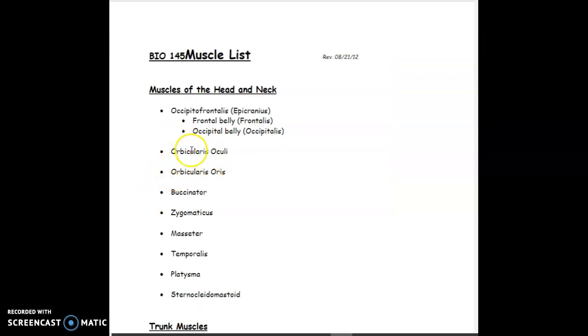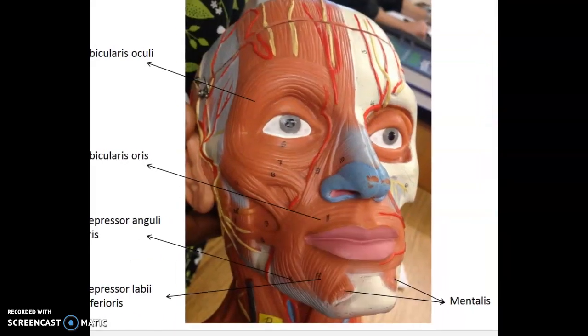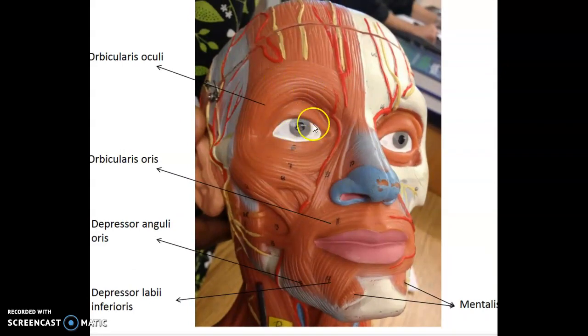Notice the next two names are orbicularis oculi and orbicularis oris. Orbicularis tells us that it's muscles that circle or orbit something, and oculi refers to eye, and oris refers to mouth. So this should be a muscle circling the eye, and this should be a muscle circling the mouth. So let's look at those. Okay, here, let me slide this over. Here we can see the muscle that is circling the eye right through here. And here we can see the muscle that is circling the mouth.